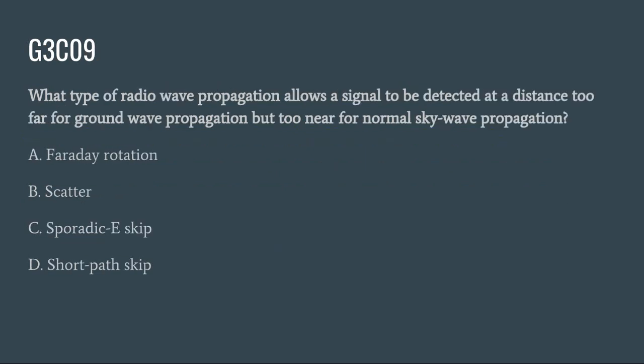G3C09. What type of radio wave propagation allows the signal to be detected at a distance too far for ground wave propagation, but too near for normal skywave propagation? A. Faraday rotation. B. Scatter. C. Sporadic E-skip. Or D. Short path skip. Correct answer is B. Scatter.